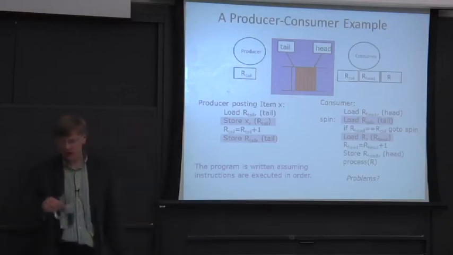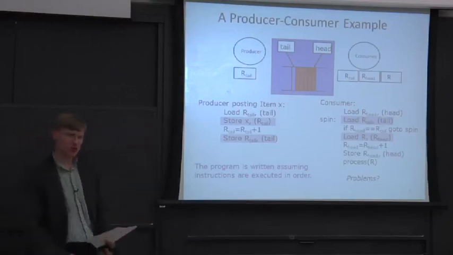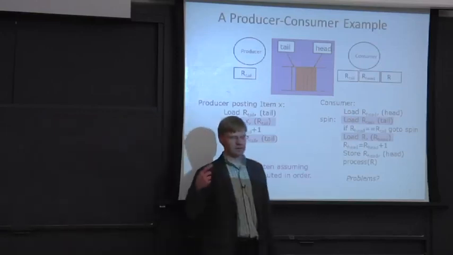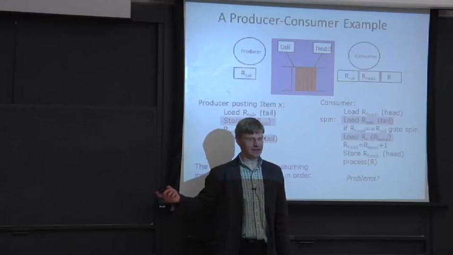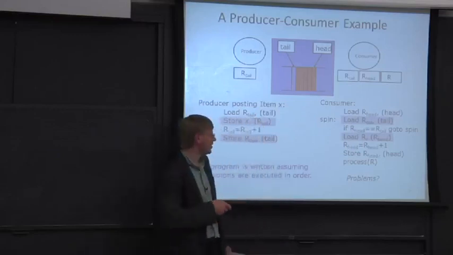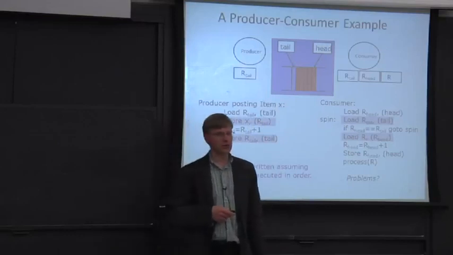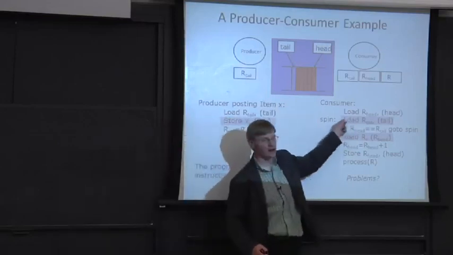Yep. OK, so you're saying if the consumer runs before the producer does anything, you might try to take values off the queue? Well, let's guard against that and say the start case is head pointer equals tail pointer. So that won't happen. You'll sit spinning here.